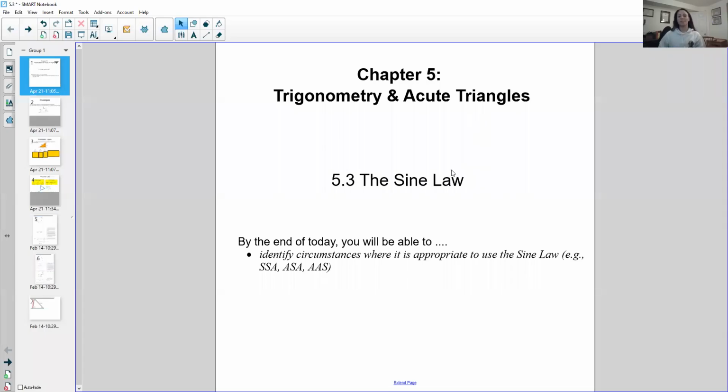Hi everyone, welcome to section 5.3. Today we are going to be learning a new formula for trigonometry. It's called the sine law.